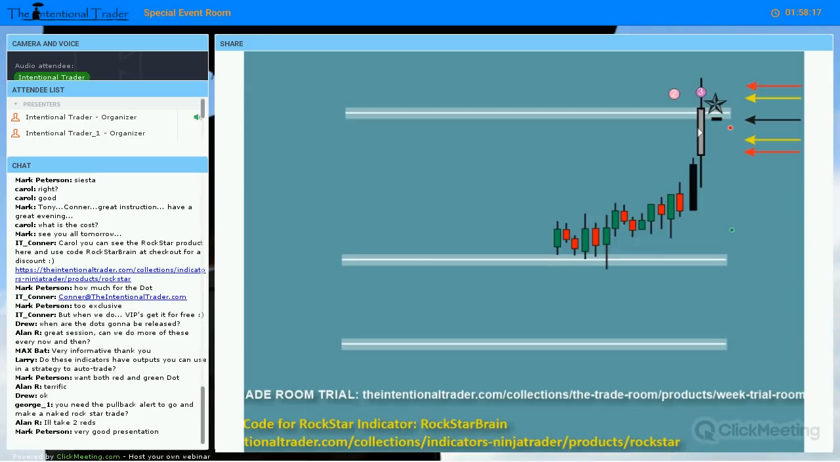Okay, George, that's my rule based on my testing and observation. If it's going to be a naked Rockstar, I want to have an overbought condition and a pullback alert on this and a speed tick on this bar, and then I'll short the Rockstar on the next bar without resistance. That's my rule. That's what I'm sharing with you guys.